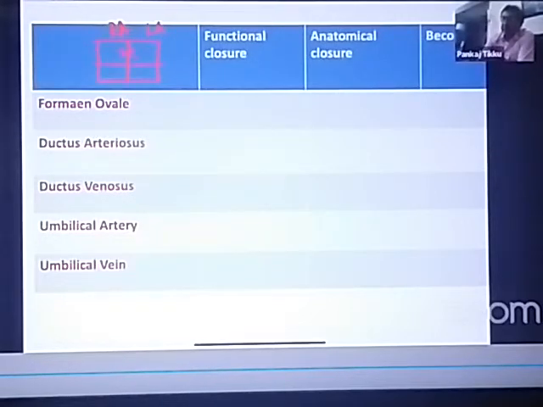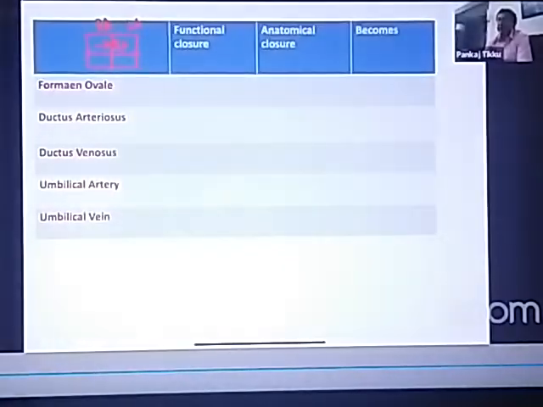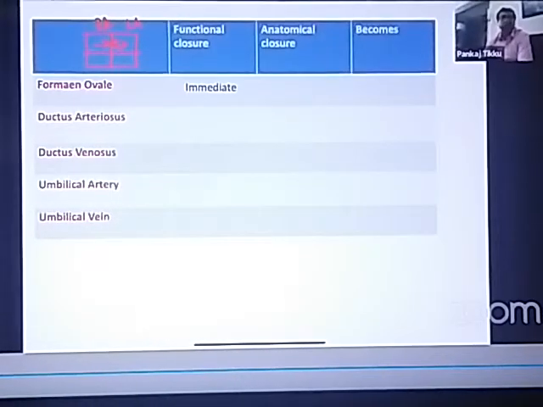This is where the foramen ovale is present, marked by the cross. The foramen ovale allows blood to move from the right atrium to the left atrium. When does the foramen ovale close functionally? That means it is present structurally, but when does it close functionally? Immediately.